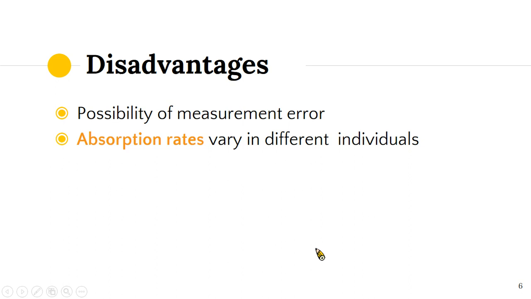The disadvantages of the exchange system are as follows. All measurements have a component of random error and a systematic bias. Dietary intake measurements are no exception. In addition, absorption rates vary in different individuals.